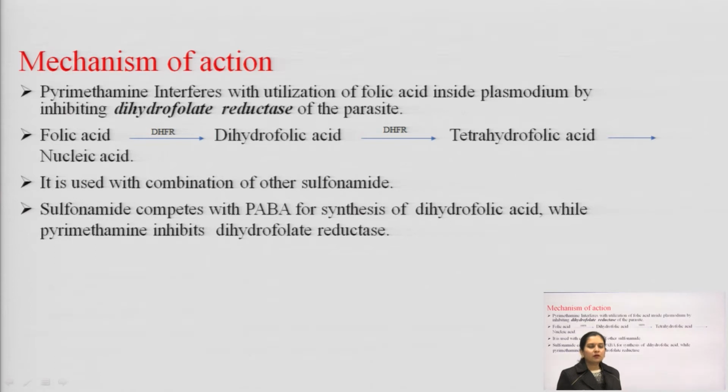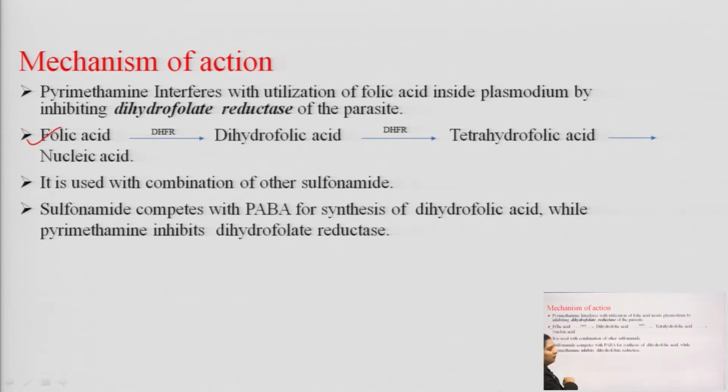Furthermore, we will discuss the mechanism of action. Pyrimethamine is responsible for the inhibition of DHFR, that is, dihydrofolate reductase. Dihydrofolate reductase is very important for the formation of nucleic acid. We will try to understand its mechanism by watching this.